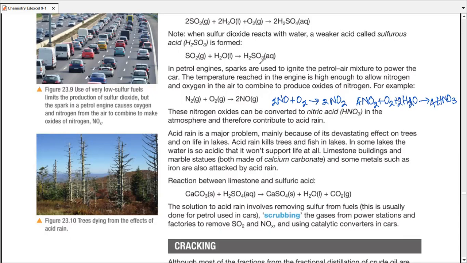So nitrogen and oxygen are converted into nitrogen oxide, which upon further oxidation is converted into nitrogen dioxide, which reacts with oxygen and water from the environment and is converted into nitric acid. This is the nitric acid we're talking about, which is another major contribution to acid rain. Acid rain is a major problem.